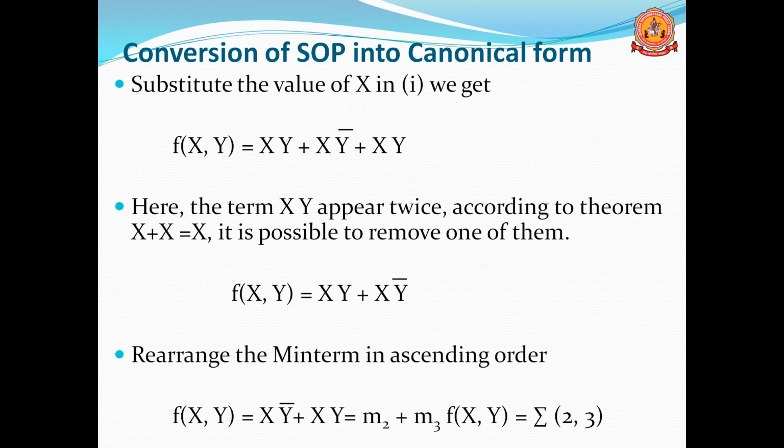Then rearrange the min terms in ascending order. When you go into ascending order, it is f of x, y equals xy dash plus xy.